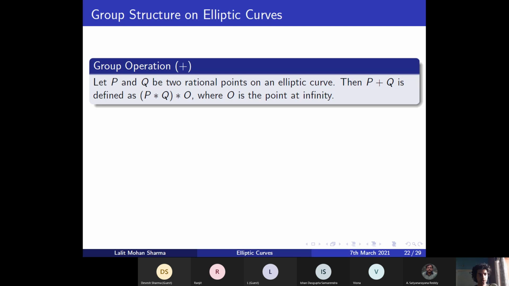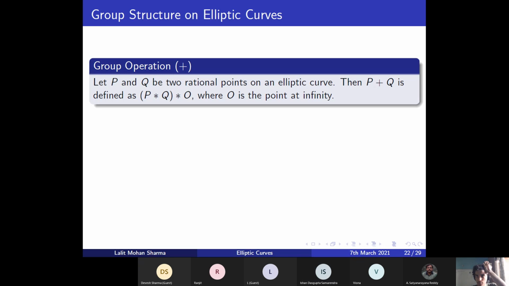If P and Q are rational points on elliptic curves, then P plus Q is just P star Q star O, and star is just the operation that I talked about earlier. So if you have points P and Q, then P star Q is just the third point of the intersection. And O is the point at infinity.